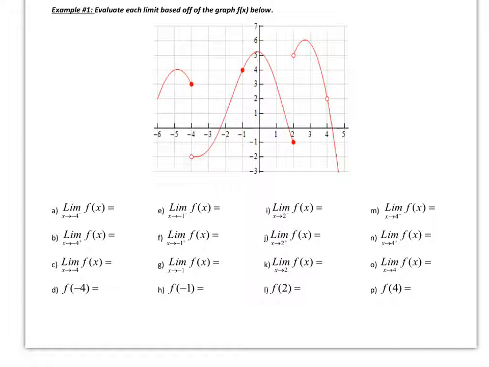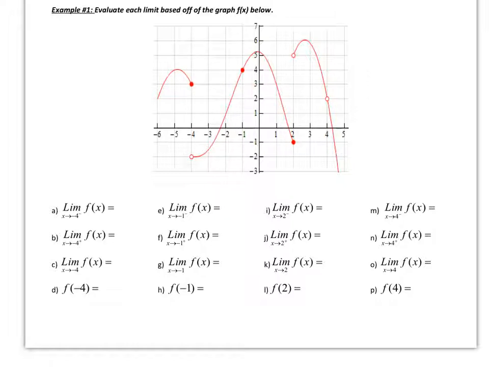We're going to read part A as the limit of f of x, which is this graph up here, as x approaches negative 4 from the left. So here's negative 4. As x is approaching negative 4 from the left, we're going to use this top graph because that's where the graph is to the left of negative 4. So as x approaches negative 4 from the left, what does the y value reach? The y value is 3.